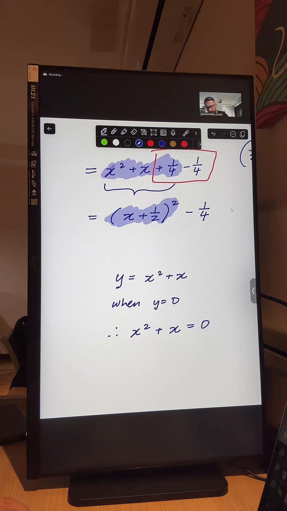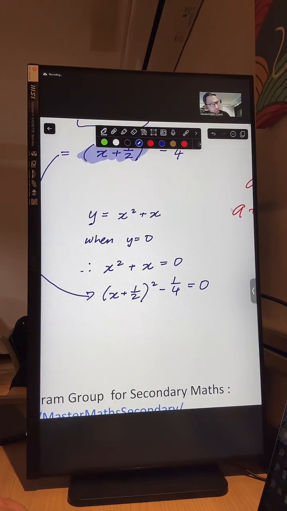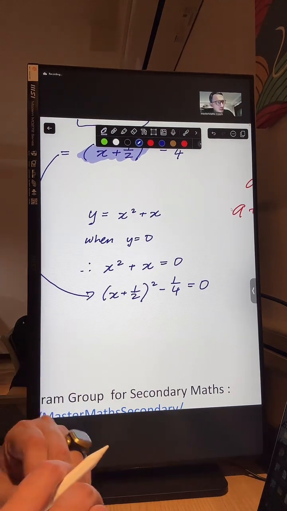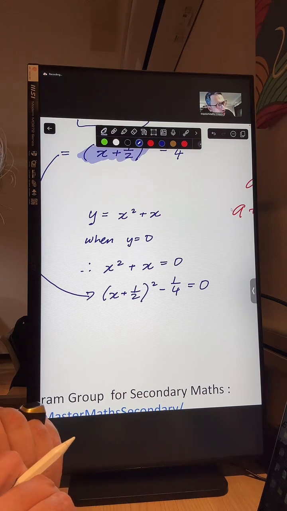Now, if we have already completed the square, we know that this will give me x plus half bracket square minus 1/4 equals to 0. So what happens here? Who can tell me? What do we do with the minus 1/4? Someone is asking, is this sec 3? Yes, I believe you would learn this in sec 3.